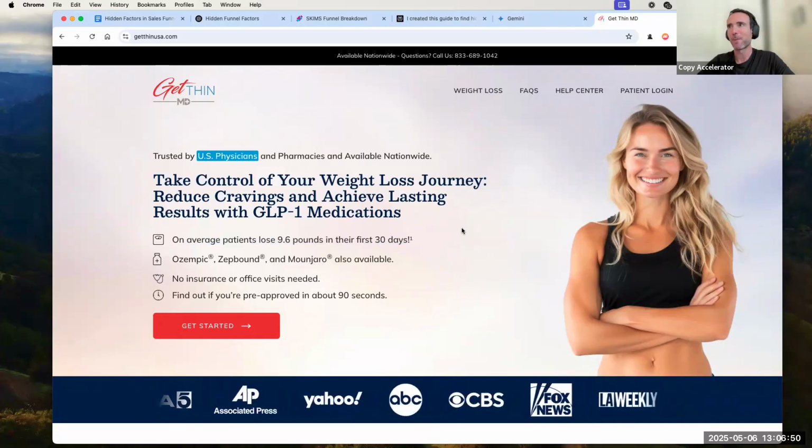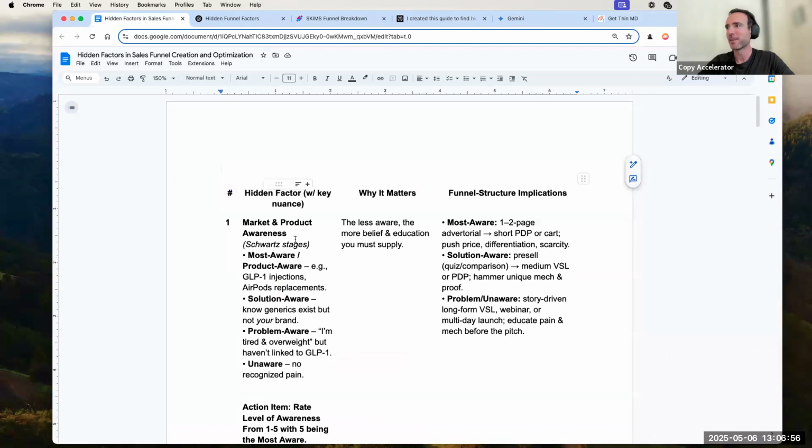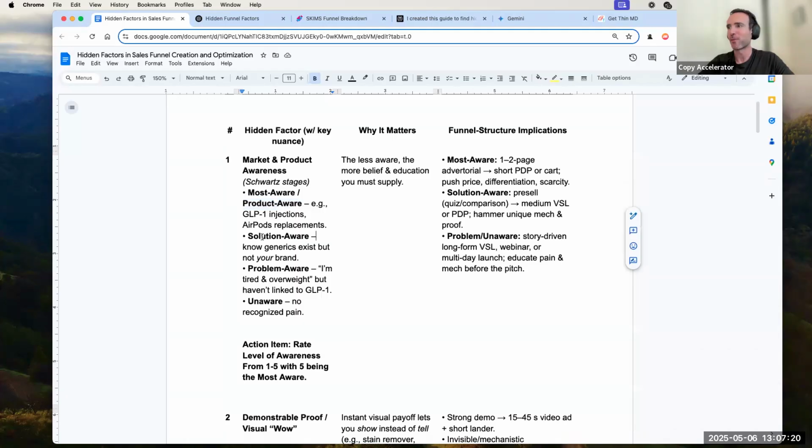But I bring this up because when you look at something like a GLP-1 medication, this ties into awareness. There's Eugene Schwartz's stages of awareness. Most aware, or product aware, means they know your brand exists and you sell a product, and they're interested in it. Like, okay, I know that GLP-1 injections exist. I want them, I just haven't done it yet. Down to solution aware. Take the difference between product aware and solution aware for GLP-1s, for example. Product aware is: I know there are telemedicine companies online offering me access to GLP-1 medications.